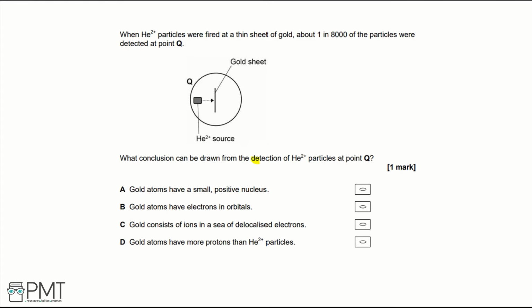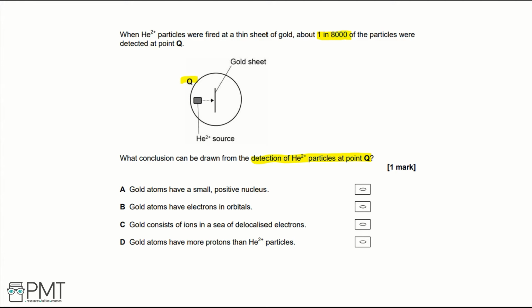The key in this question is that we're detecting our helium-2 plus particles at point Q, which is here on the diagram. And what's happening is the helium-2 plus particles are coming into contact with gold's positive nucleus, and they're being deflected by the gold sheet. Atoms are mostly empty space, and that's why 1 in 8,000 of the particles are detected at point Q, because the majority aren't going to come into contact with gold's positive nucleus, and they're going to pass straight through the gold sheet. But 1 in 8,000 will come into contact with its nucleus and will be deflected to point Q.